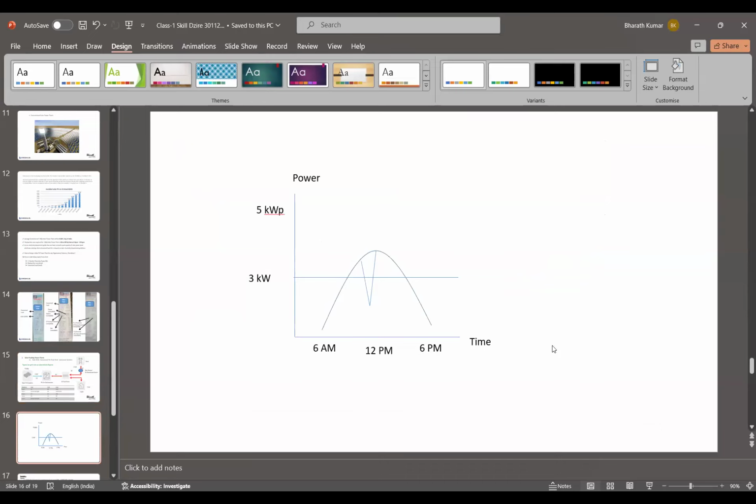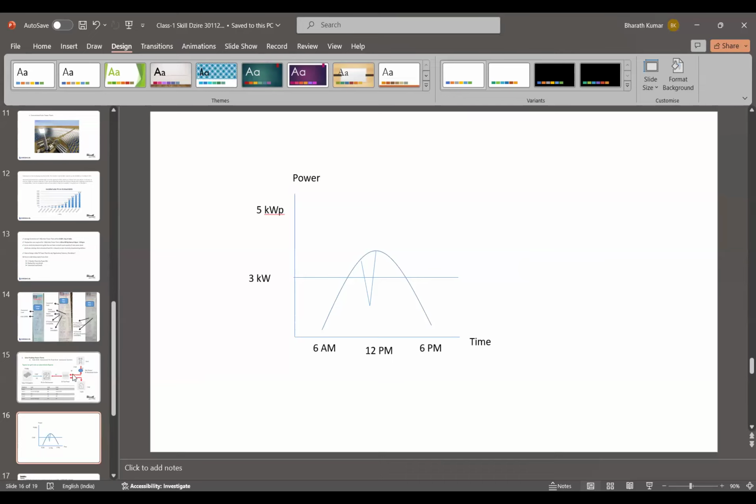If you are running 3 kilowatt loads, watching TV, running AC, and suppose solar is generating 4 kilowatt, fine. Suddenly a cloud comes, so power drops to 2 kilowatt. Then that remaining 1 kilowatt, where will it take from? If grid is there, it will take from the grid. Or if battery is there, from the battery. In this on-grid system, there is no battery storage. So if the grid fails and there is no reference power, this system will shut down.